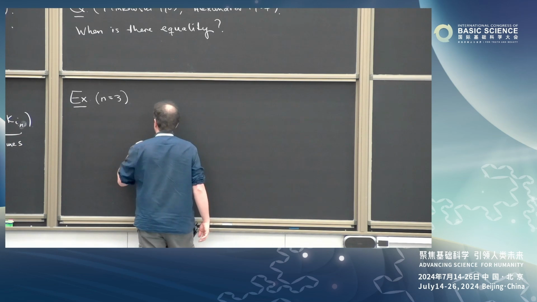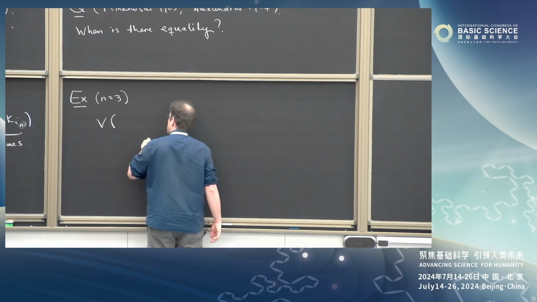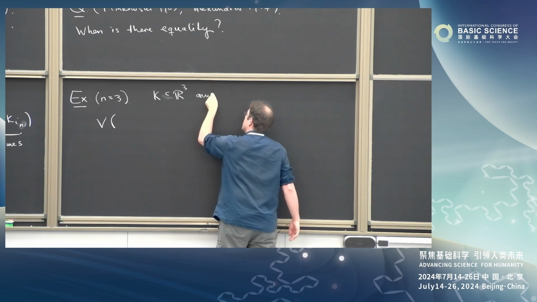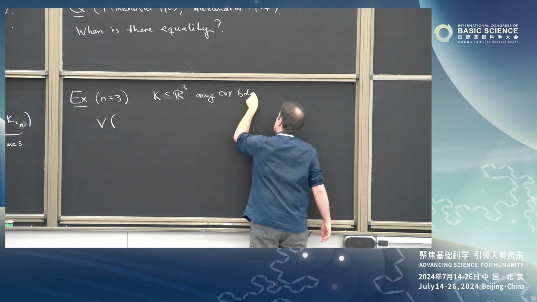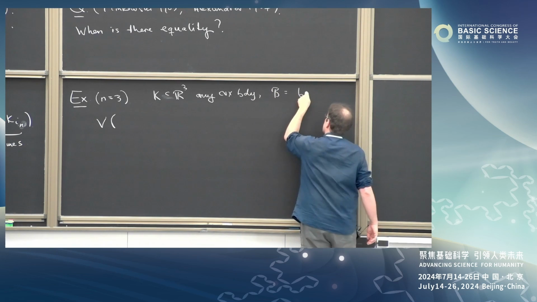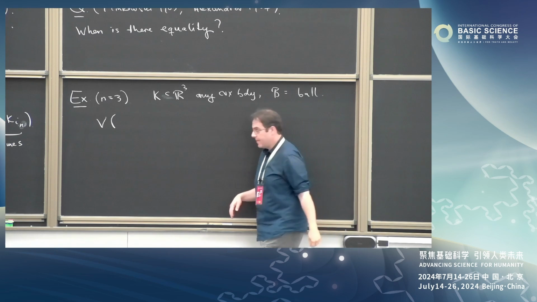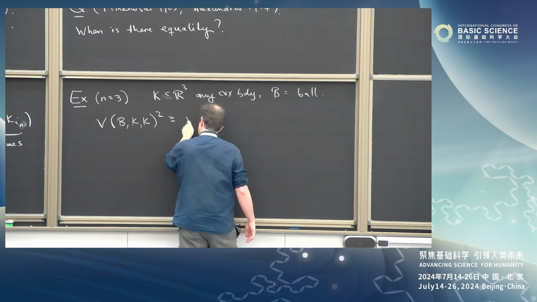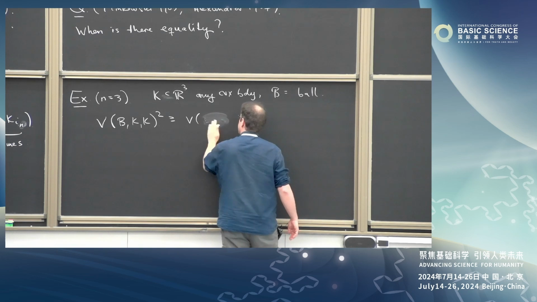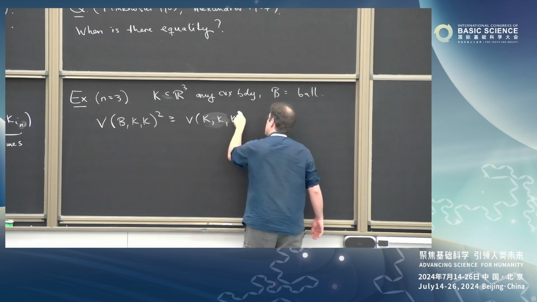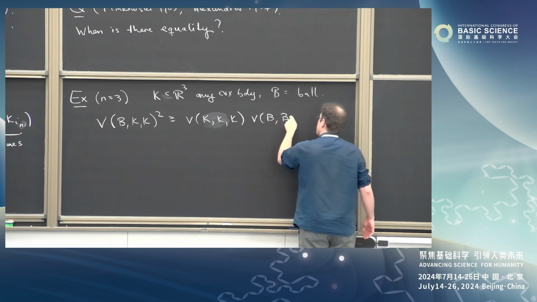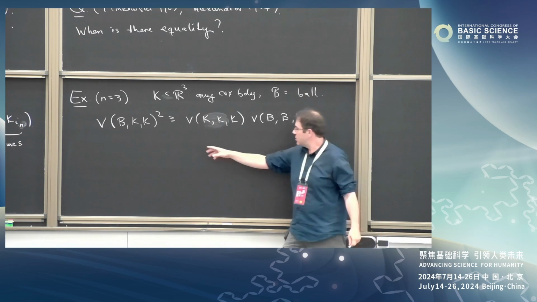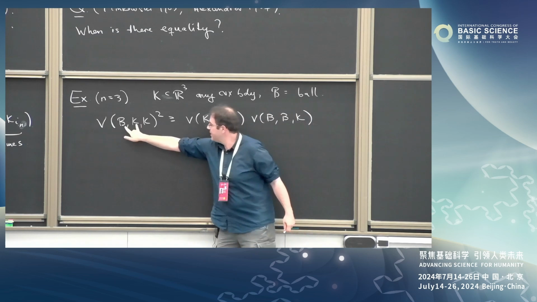And let's look at a very special case of this inequality. I have K, so K in R3 is any convex body. And B is the Euclidean ball. So whenever I write B, it's always the Euclidean ball. So I'm going to look at this inequality, V(B,K,K) squared greater or equal to V(B,B,K), or let's say V(K,K,K) times V(B,B,K). So this is just a special instance of that inequality. This K is always fixed. And then here I started with BK, and then I have KK and BB.